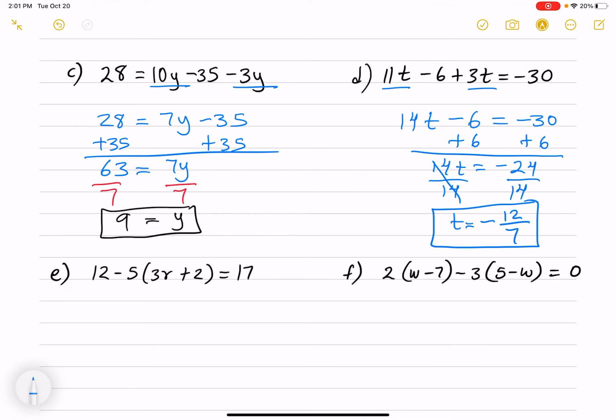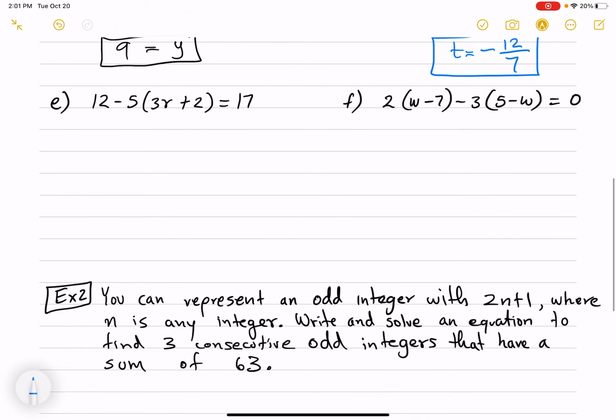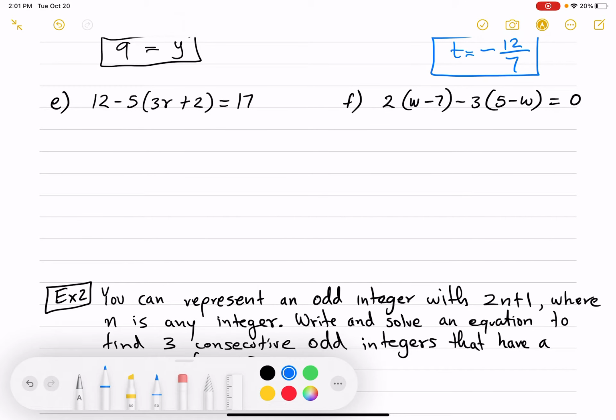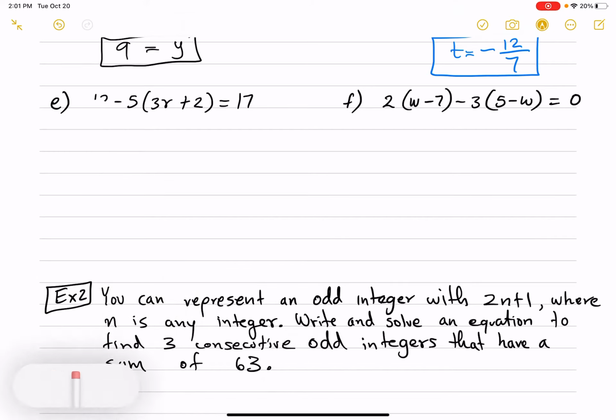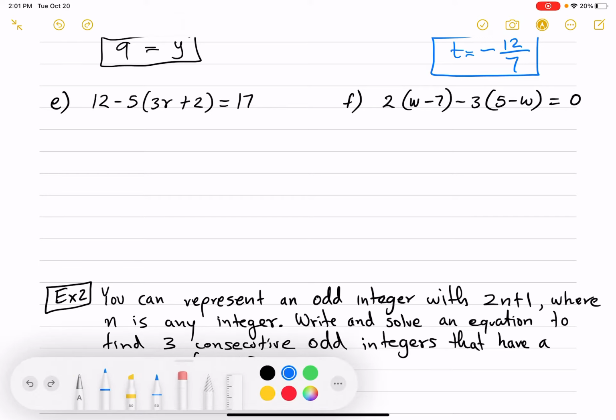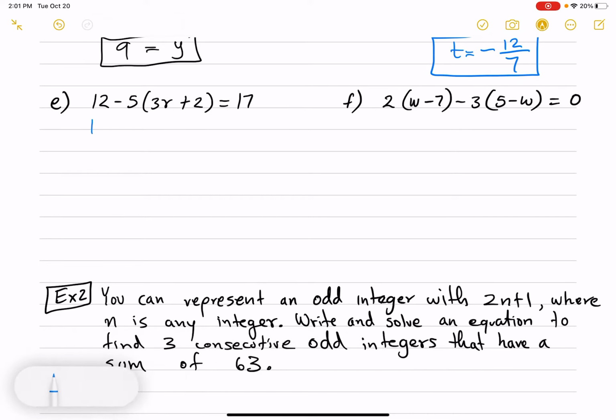The next two problems are a little different, because the first thing we have to do here is distribute inside the parentheses. In other words, we're trying to get rid of the parentheses. So we do that by copying the 12 down. And here, distribute means to multiply. So negative 5 times 3 makes negative 15. Negative 5 times 2, distributed to the 2 as well, makes negative 10.